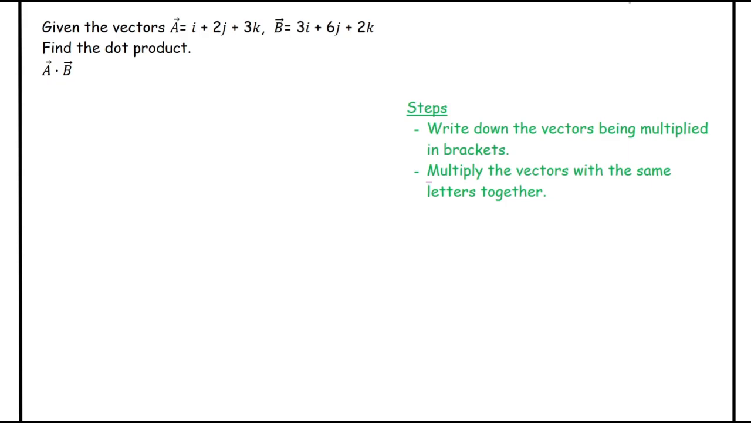In today's video, we'll be talking about finding the dot product of two vectors. Now, the steps that we have to follow: the first one is to write down the vectors being multiplied in brackets. We do this step to avoid making mistakes. After we've written them down, the next step is to multiply the vectors with the same letters together. After that, we'll have gotten the dot product A dot B. With that in mind, let's get into it.